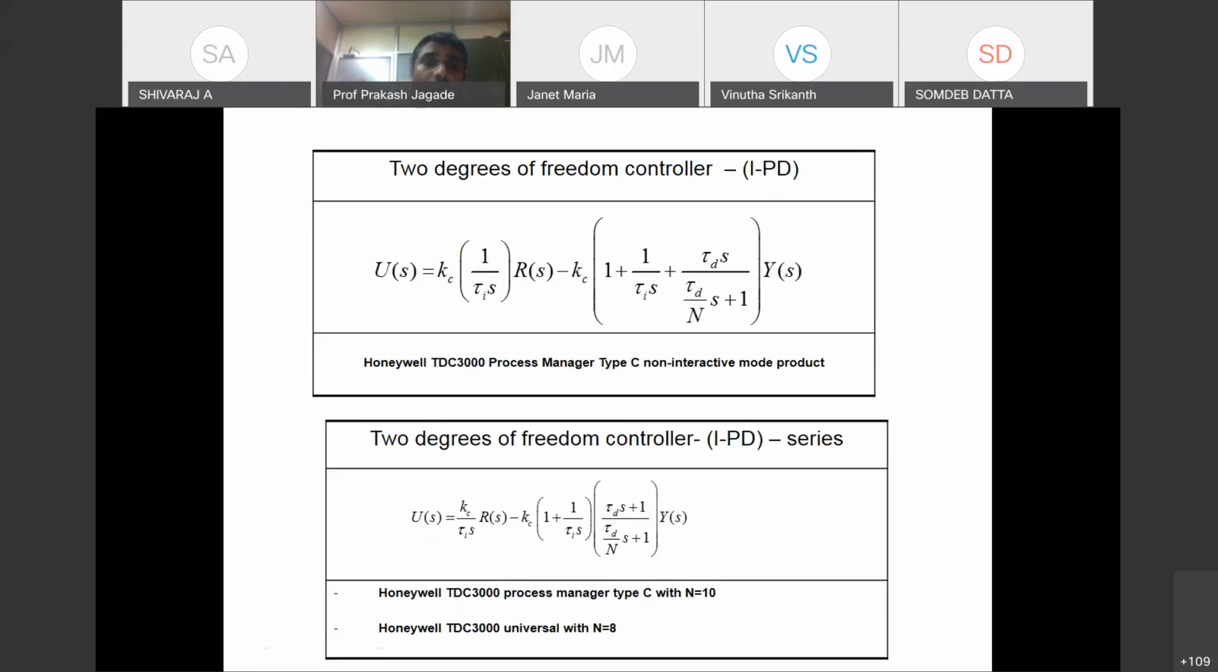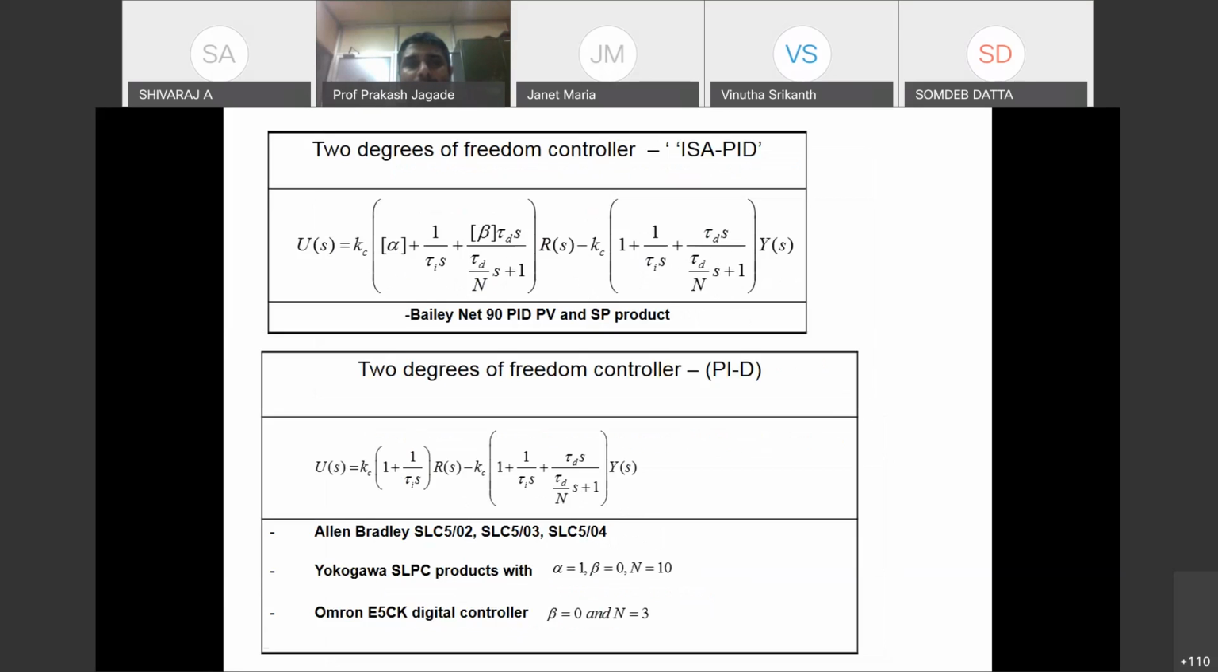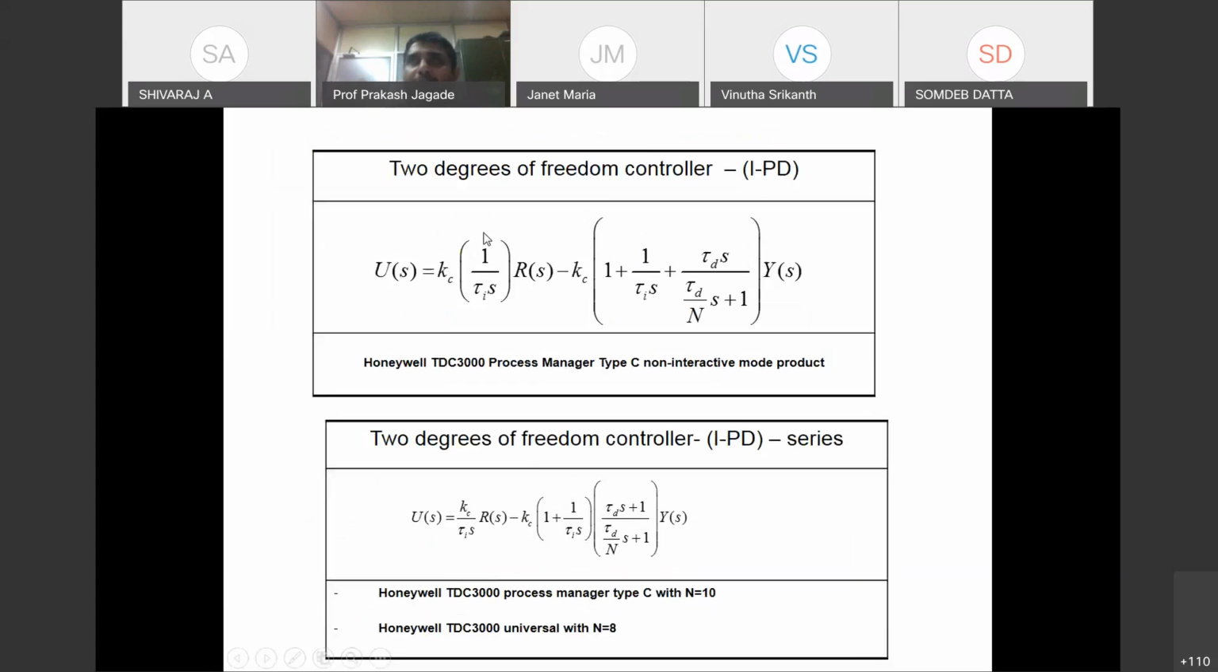So one can use IPD or one can use PI-D, which is proportional integral action based on error, and derivative action based on PV. Here you can get this transfer function by setting alpha equal to 0 and beta equal to 0, and one can get this IPD transfer function.